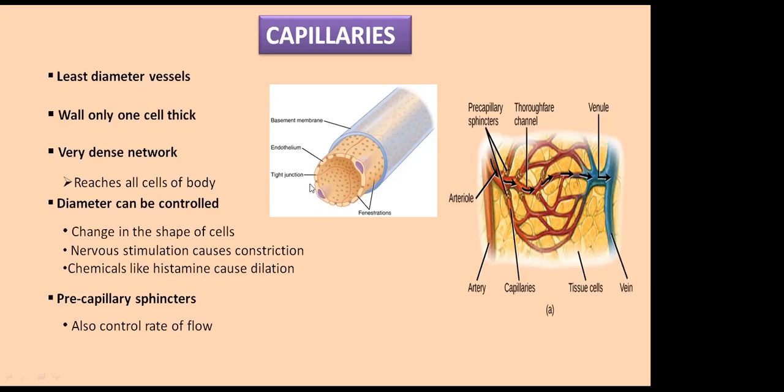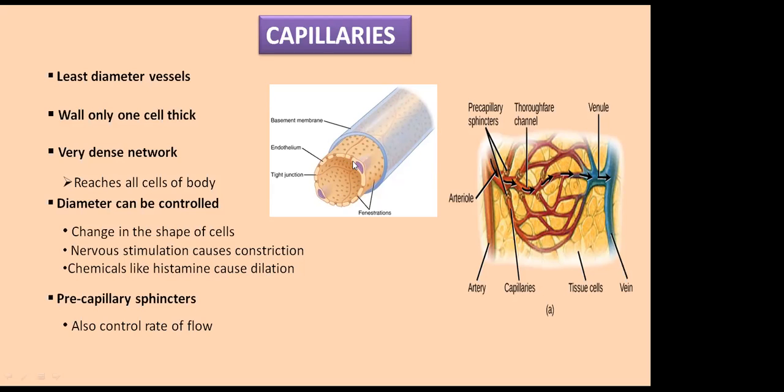Okay, so capillaries are least diameter vessels with only one cell thick, and they form a very dense network in the tissues. These capillaries reach all cells of the body. How is the diameter of these capillaries controlled?